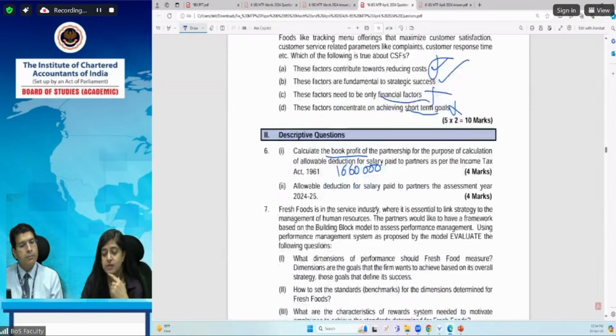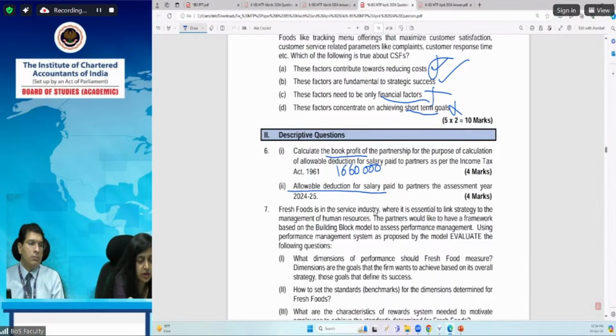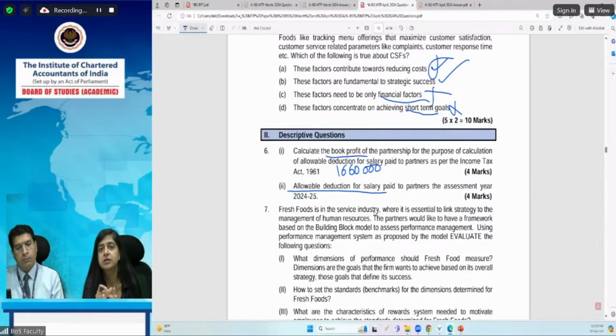So what was the next requirement of the question? What is the allowable deduction of salary? We have computed the book profit. Now student, tell me what is the limit under section 40B for the remuneration, for the payment of salary to working partners? Yes, Prashad, good, very good. It's 12% to all the partners for interest on capital. Now I'm just asking, what is the limit for allowability of salary to working partners as per section 40B of the Income Tax Act?